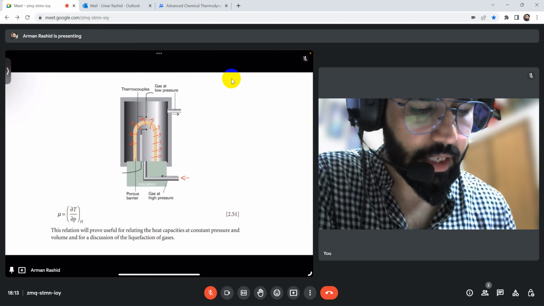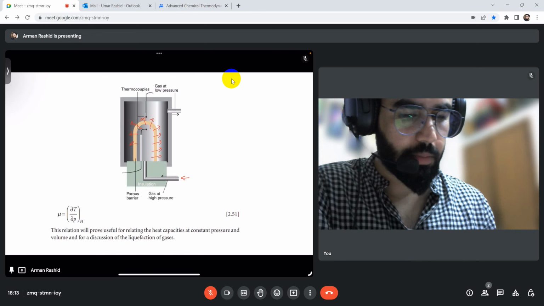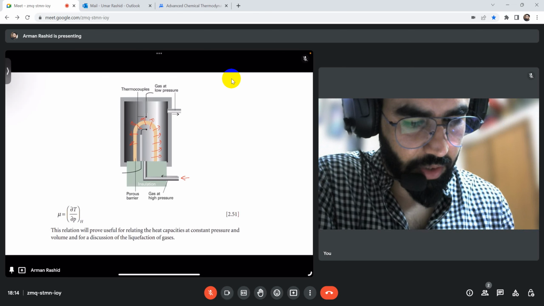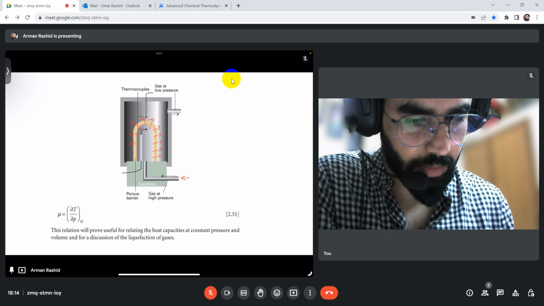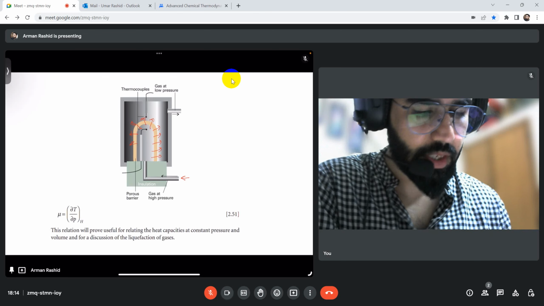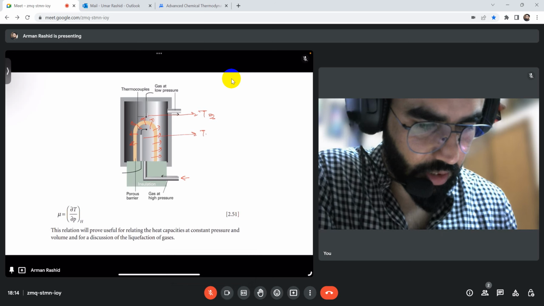In order to determine the temperature change between these two, we use the thermocouples that are shown here. These are thermocouples 1 and 2. These thermocouples will measure the temperature difference between this point and this point. Here the temperature is T2, and here it is T1.